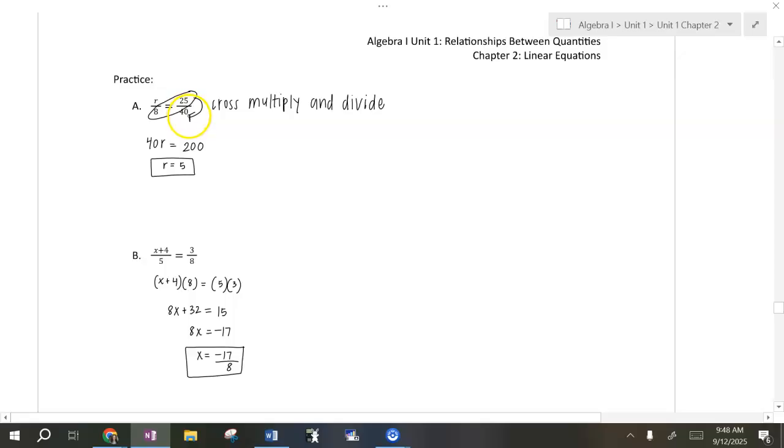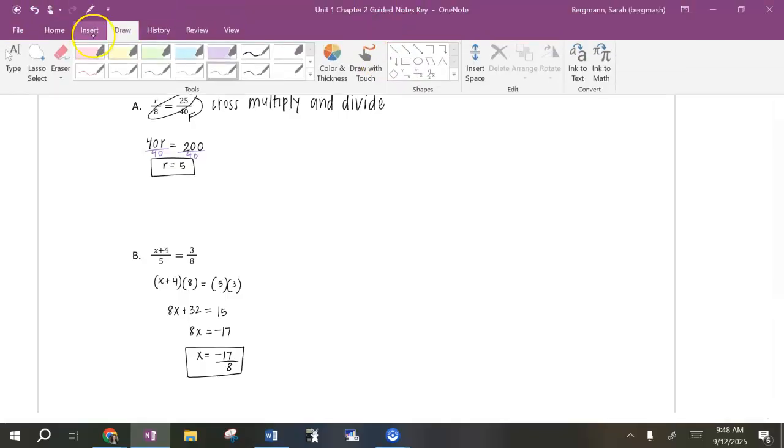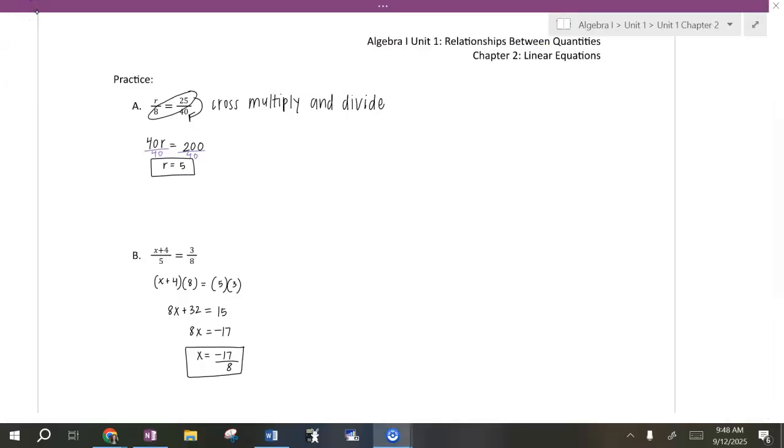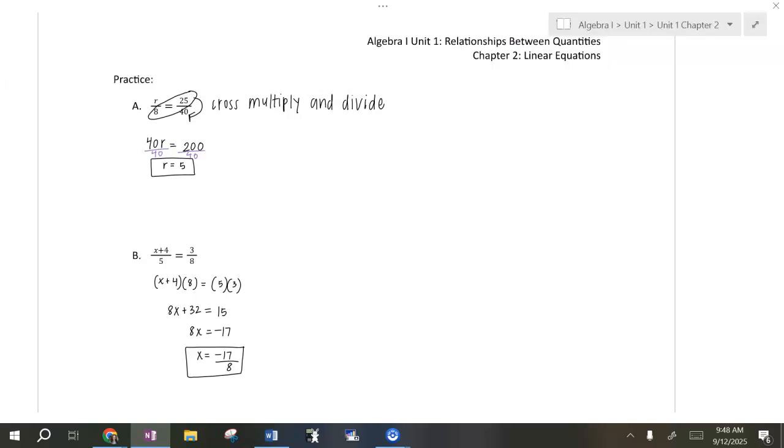So I know I'm always going to divide by the 40 because I know here in this step, I'm going to end up dividing both sides by 40. So some people, you might hear them say cross multiply and divide. Some people will go ahead and do that all in one step and get the final answer 5.